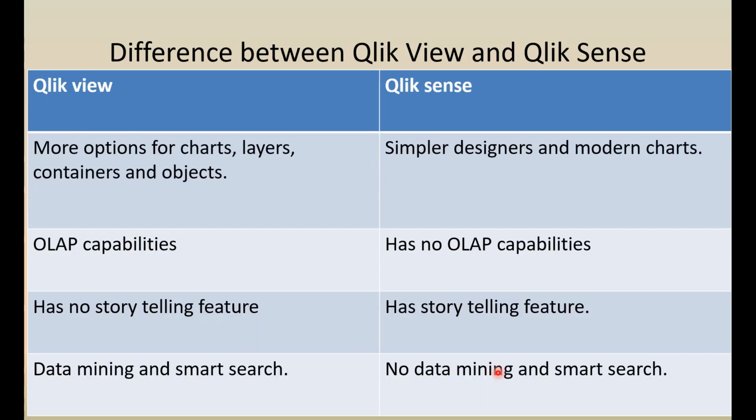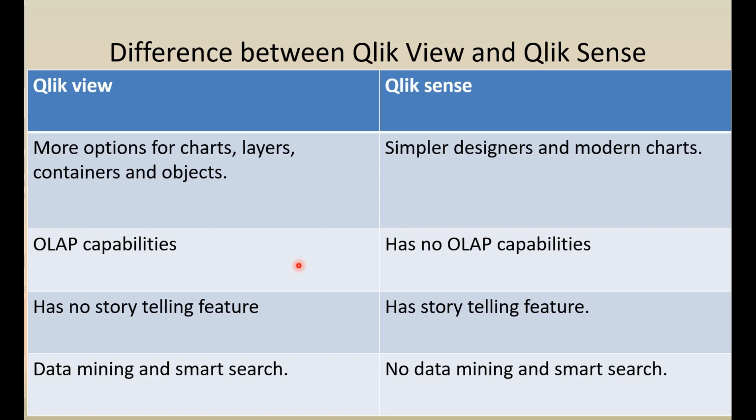See here some other differences. ClickView provides more options for charts, layers, containers, and objects, whereas ClickSense provides simpler designs and modern charts. More options for charts are available in ClickView only, like layers, containers, and objects. But ClickSense has simple design and modern charts.